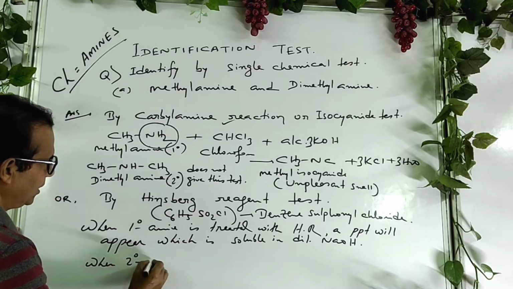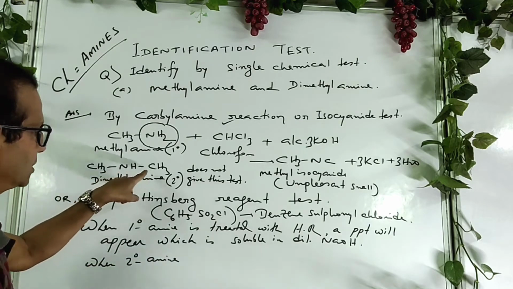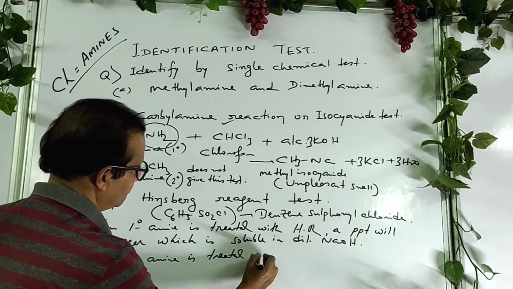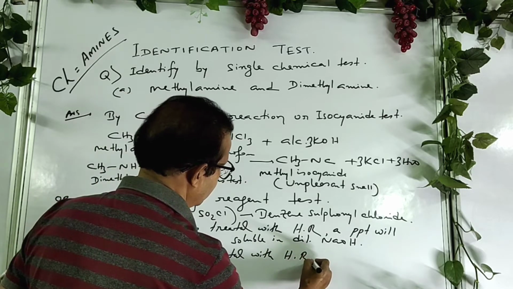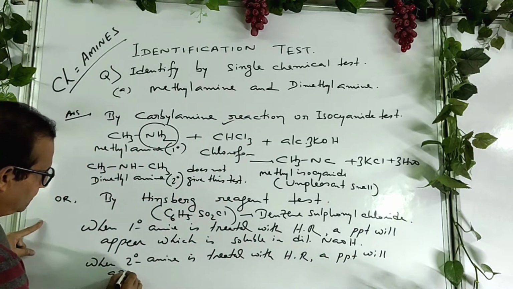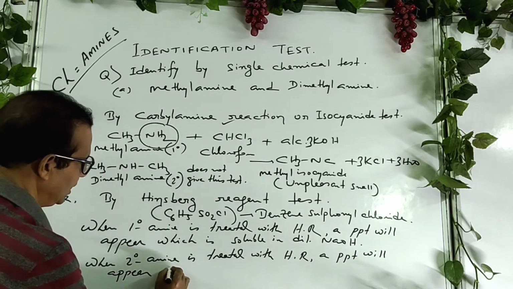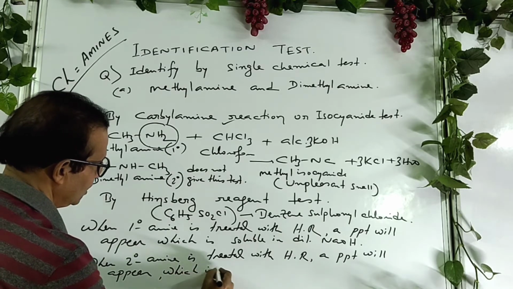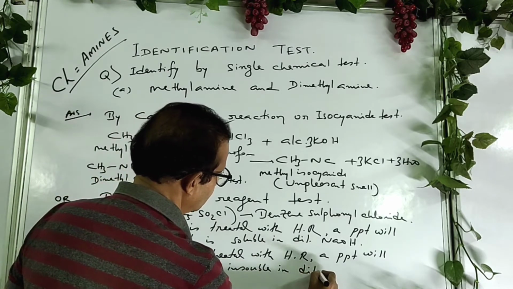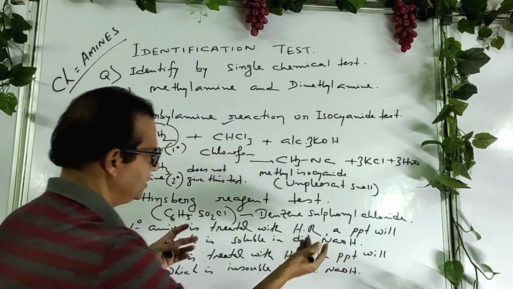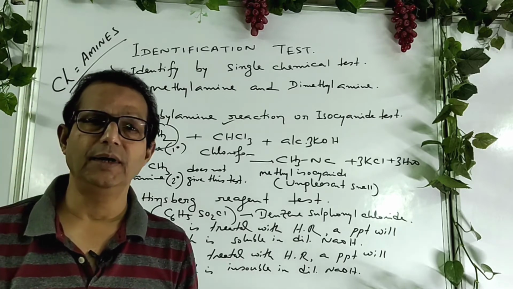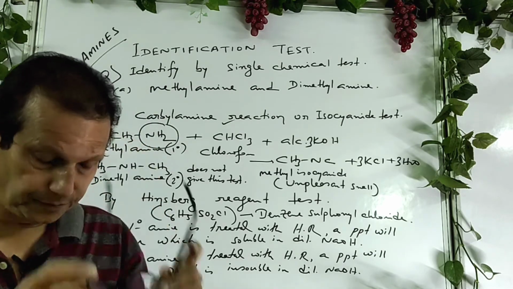When 2 degree amine, that is this, is treated with Hinsberg reagent, PPT will appear, which is insoluble in dilute sodium hydroxide. So you can easily identify them, okay. Now the next question. I think you understand it, so follow the next question, okay.